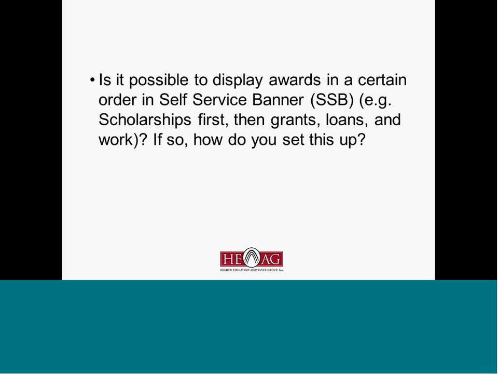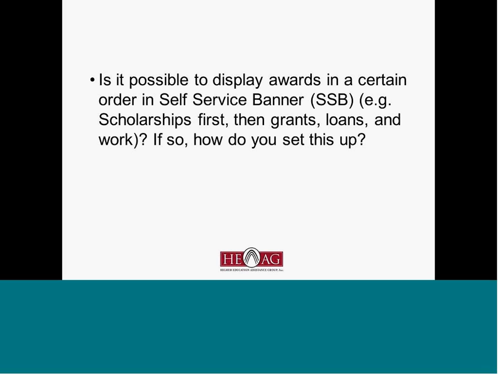The first question I got is: is it possible to display the awards in a certain order in self-service Banner, i.e., scholarships first and grants and so forth? And if so, how would you set this up? The answer to this is typically on RFRBASE, on that right-hand column, the print order will certainly help determine the order in which those items print. In any case, though, self-service Banner uses the alpha breakdown in order to display the information.